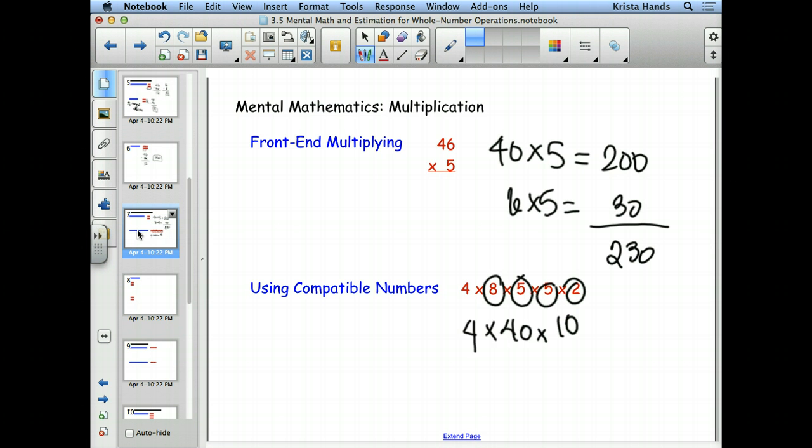And then I have my same 4 at the front. Okay, so I've reduced this from being a multiplication of 5 numbers to a multiplication of 3 numbers. And in fact, 2 of the numbers are really, really nice because they're multiples of 10. So again, it doesn't matter what order you go in here. I'm going to start at the back because I like multiplying by 10. So what happens when I get 40 times 10? That's 400. And then times my 4 is 1,600.